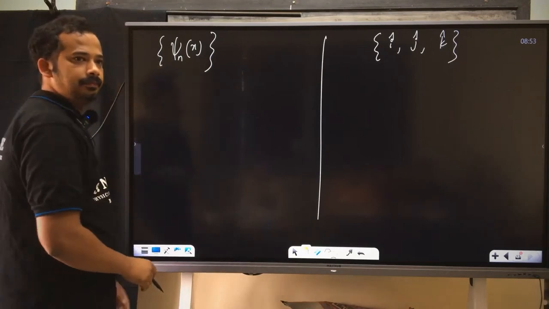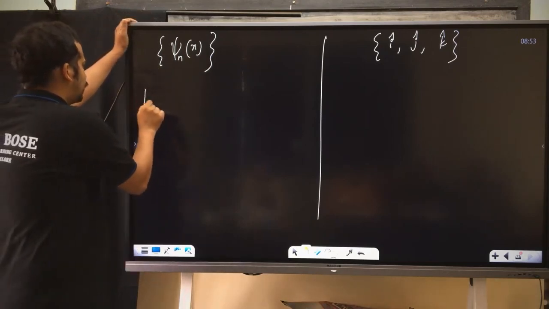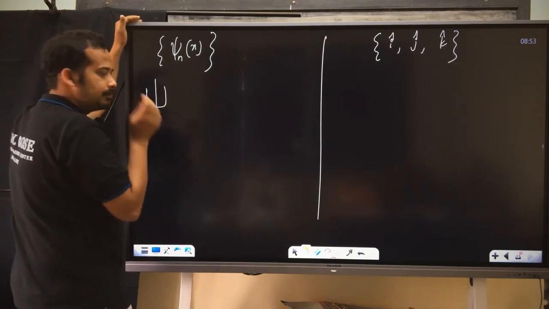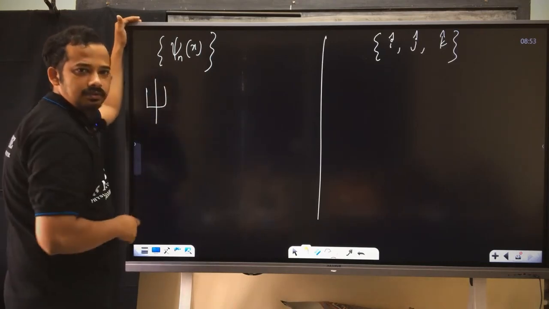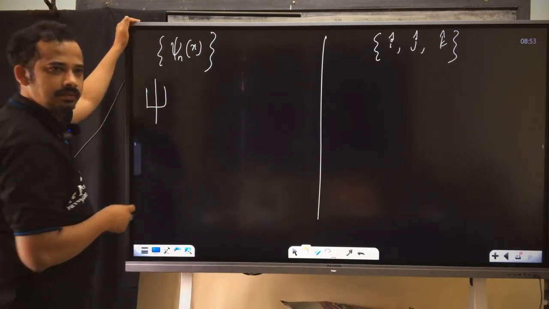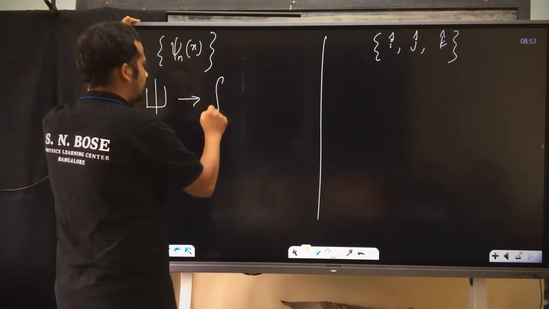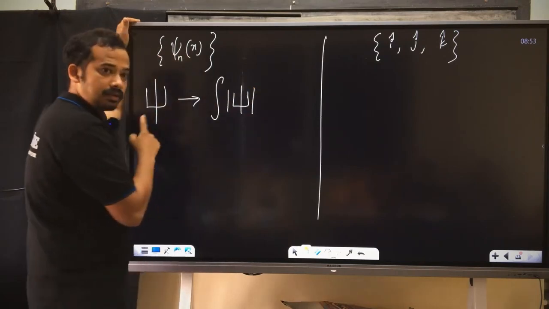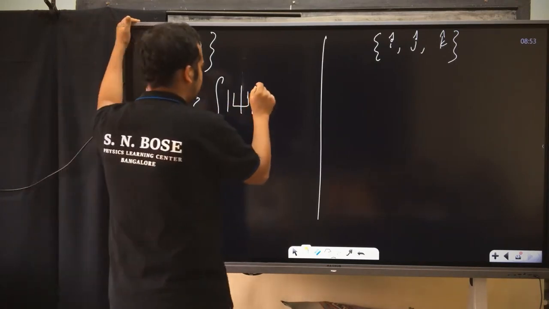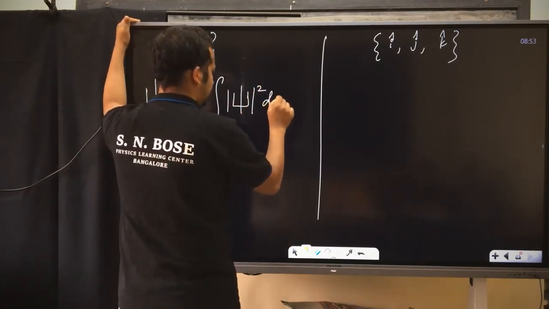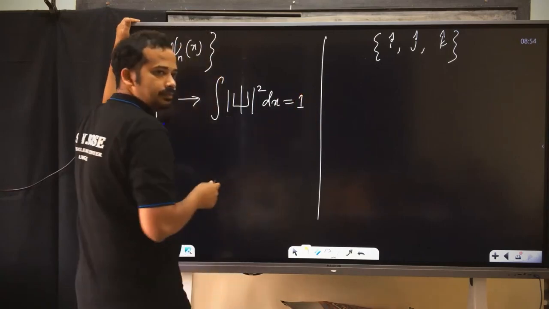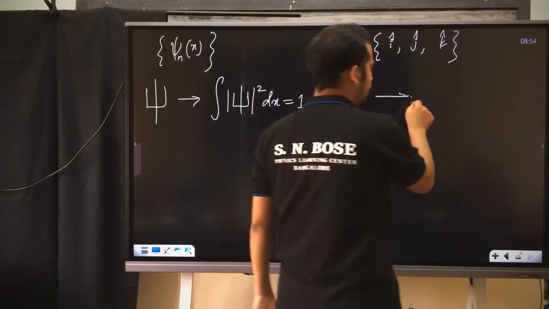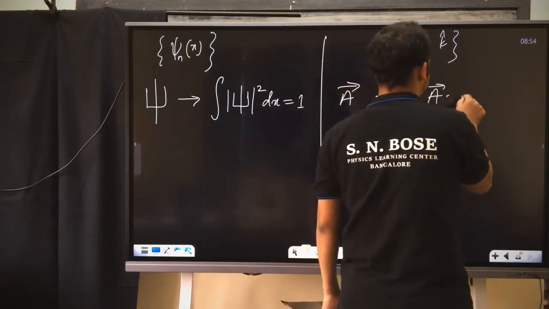I will take one general vector, and I will normalize that general vector also. Mod psi square dx equal to 1. You can say it as a vector, in the linear algebra sense. Here, I'll take one general vector, which is a unit vector.